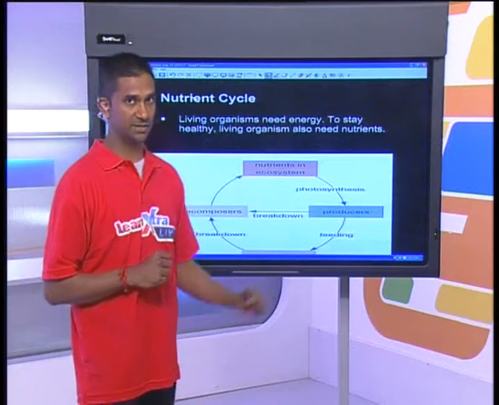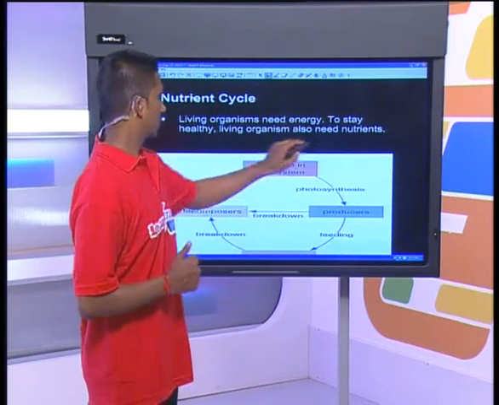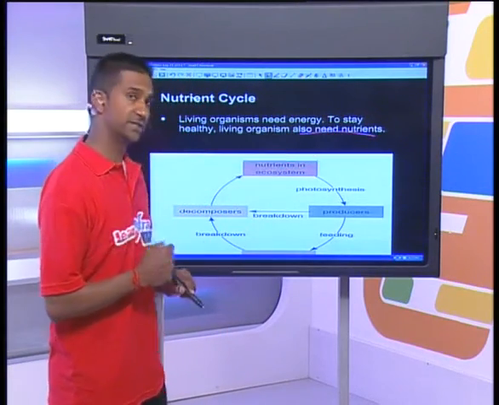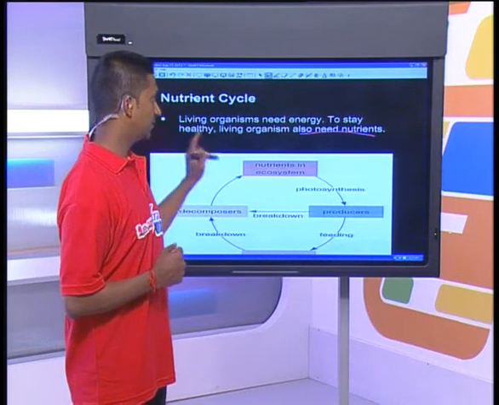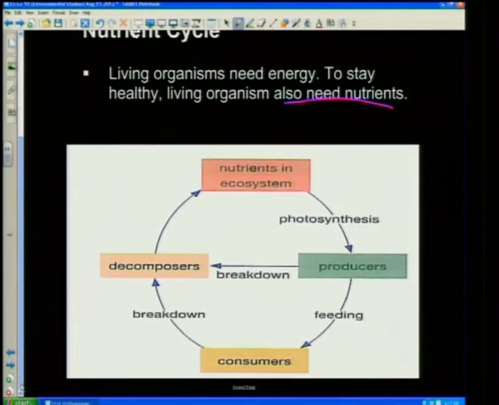Living organisms need energy. Energy is needed for physiological processes, for respiration. And that is where the nutrient cycle is very important. To stay healthy, living organisms need those nutrients. Okay. So the following cycle we're going to look at is the nutrient cycle.